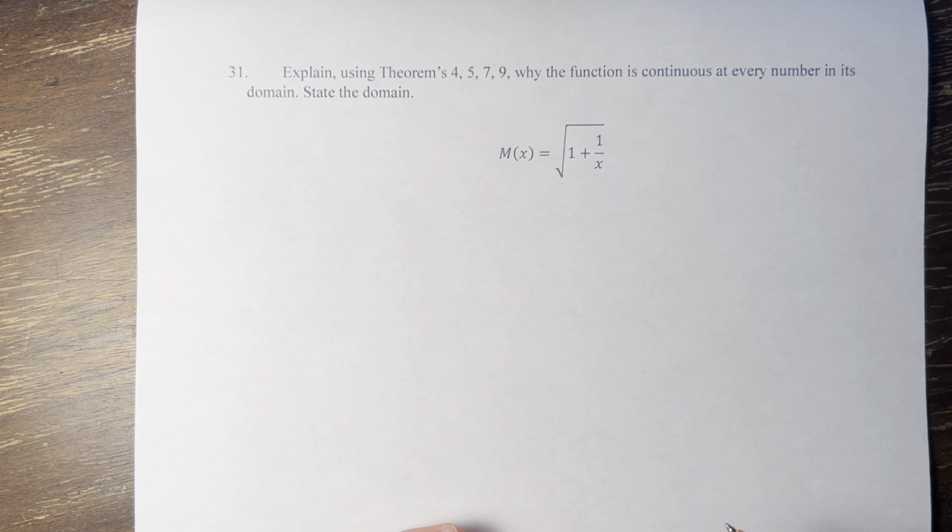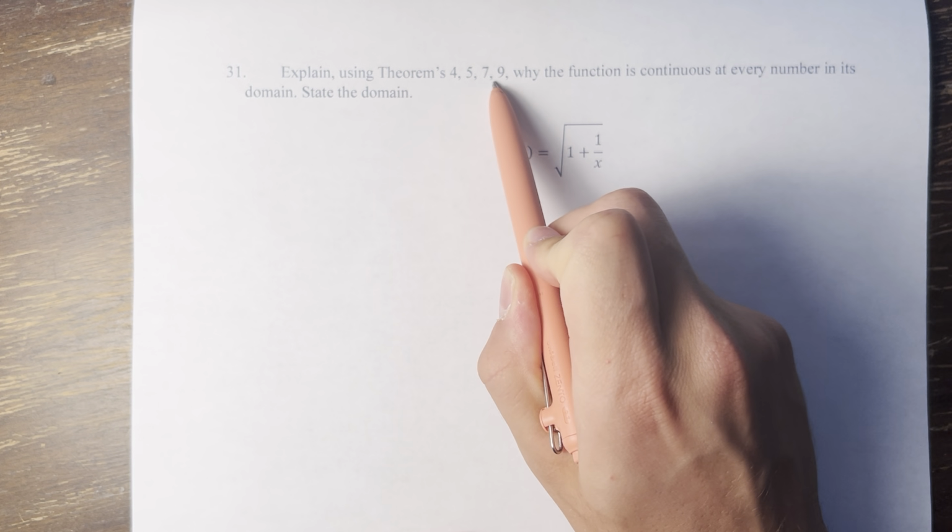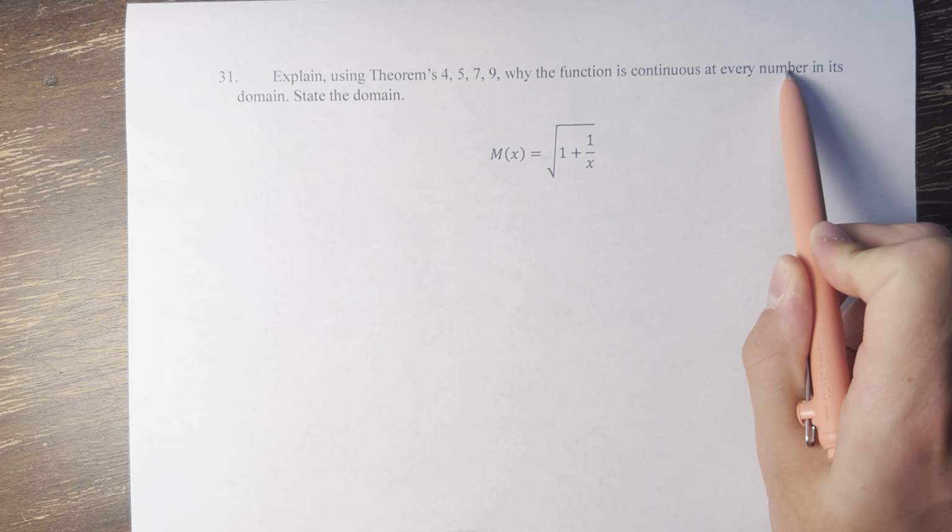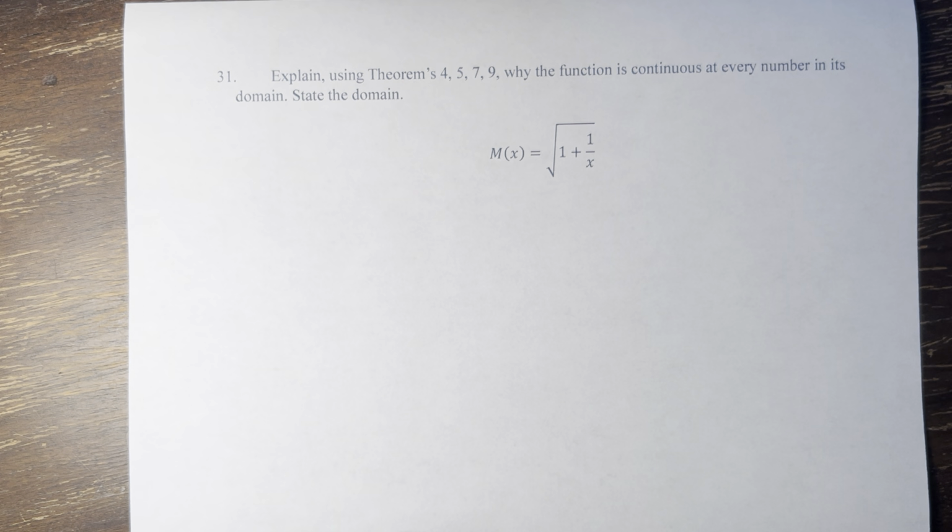In this problem, we're asked to explain using theorems 4, 5, 7, and 9 why the function is continuous at every number in its domain. We're also asked to state the domain. So the first thing we're going to do is consider the fact that this isn't just cleanly a function that we know, right?